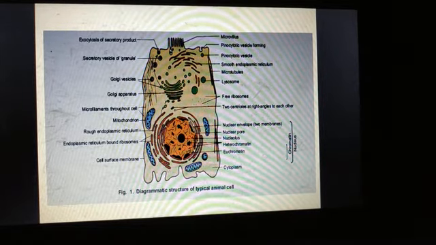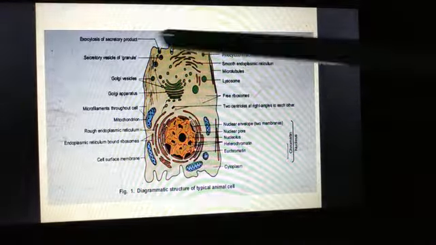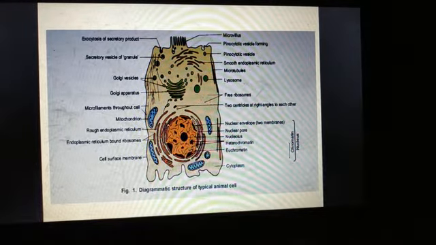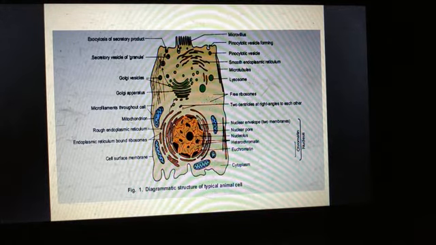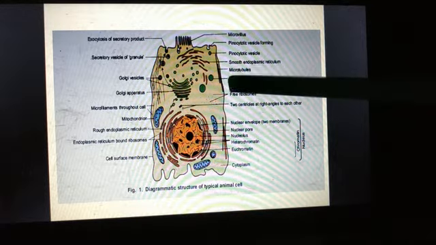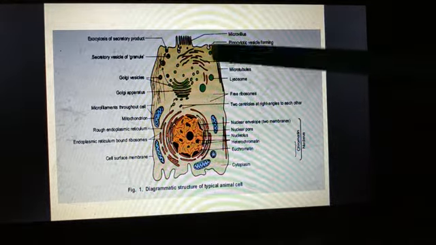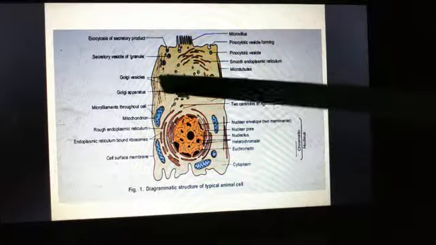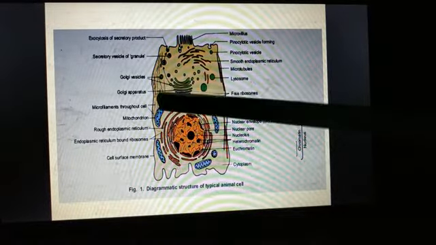Now to maintain the structure of the cell we have certain components called microfilaments and microtubules. So these are microtubules, this straight structure, and these cross structures are microfilaments.